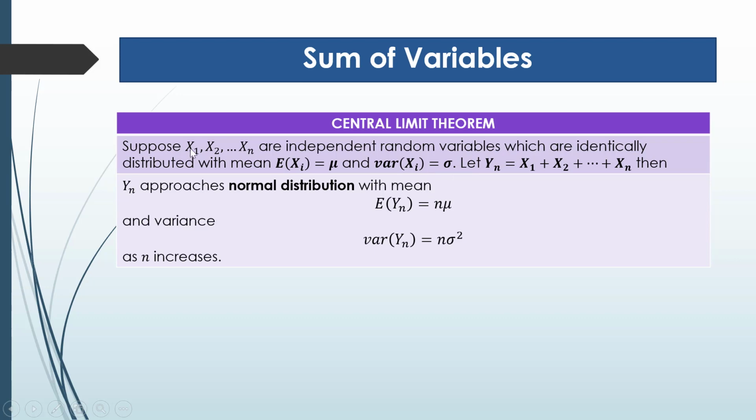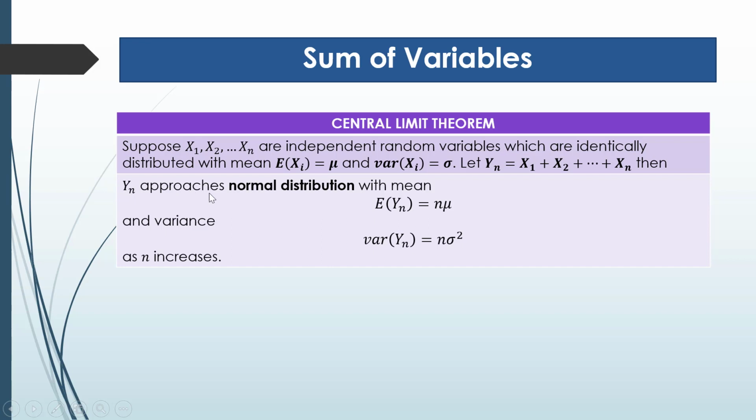Suppose x1, x2 to xn are independent random variables, which are identically distributed with mean mu and standard deviation sigma. Let yn be a summation of these n random variables. Here I notated n because yn depends on the number of random variables. If you have 10 variables, then this is y10. If you have 20 variables, then this is y20. But this is not the index. N here means the number of variables combined in this summation.